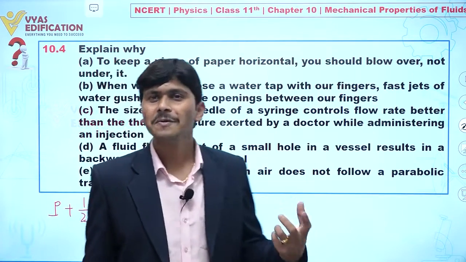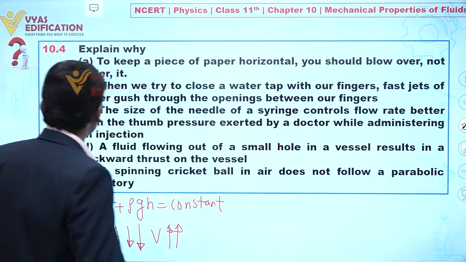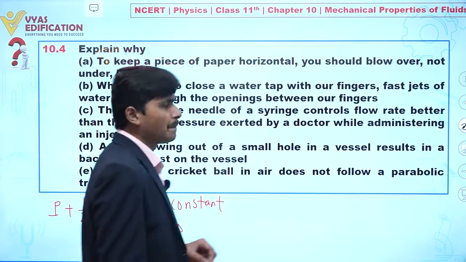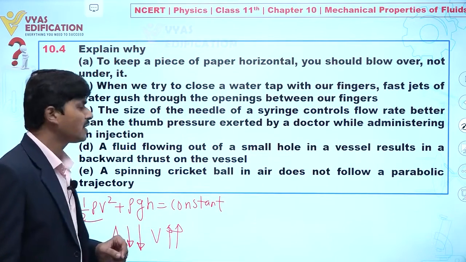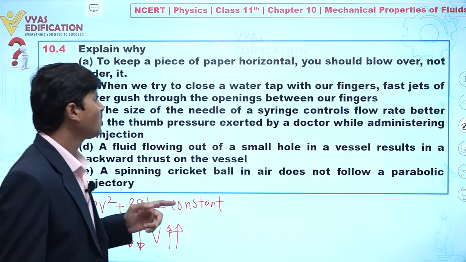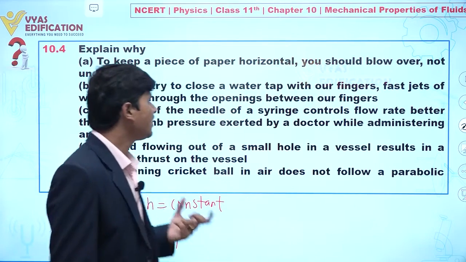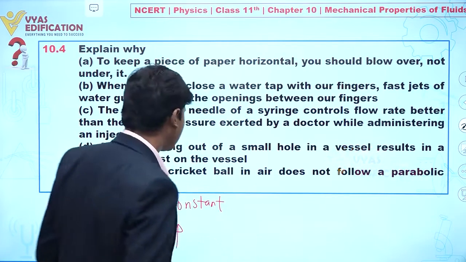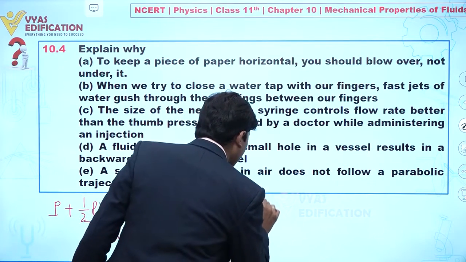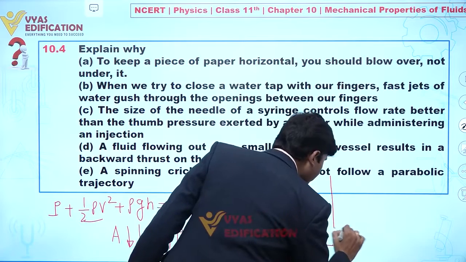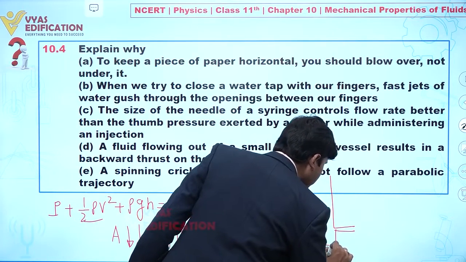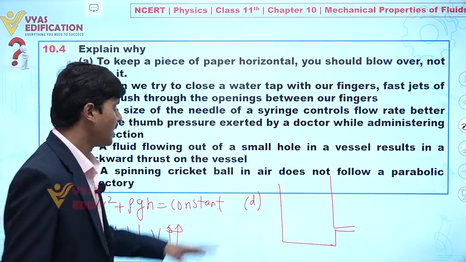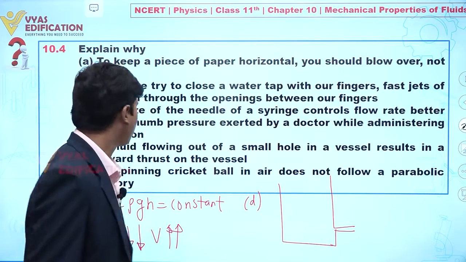So this is all about this question, clear? Now if I am talking about part number D, it is given: a fluid flowing out of a small hole in a vessel results in a backward thrust on the vessel, clear? Now let us try to understand. Let's suppose here we have a container, and I am having a very small opening, clear?